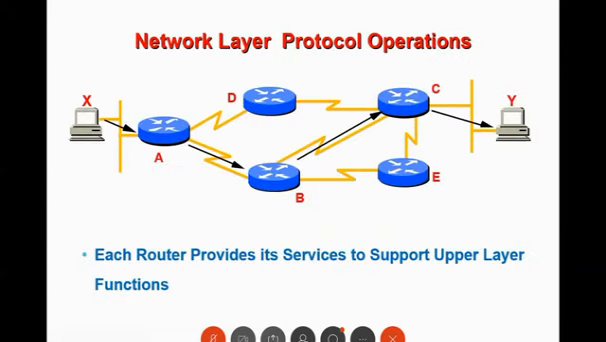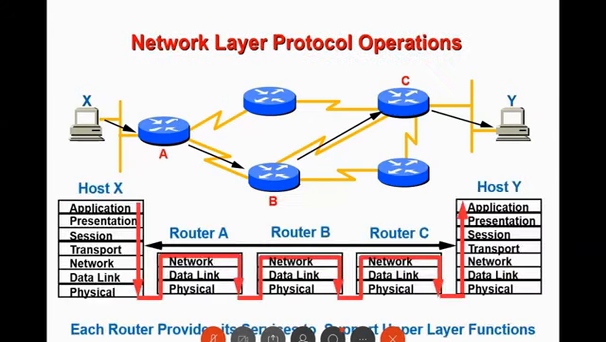The network layer operation: host X to host Y, user X to user Y. There are very many routers, A, D, B, C, E, on the path. Each router provides services to support the upper layer, which means the application layer. The application layer seeks the support of the routers in providing services to route the packets to the destinations. In the network layer protocol, host X wants to communicate or send data to host Y.